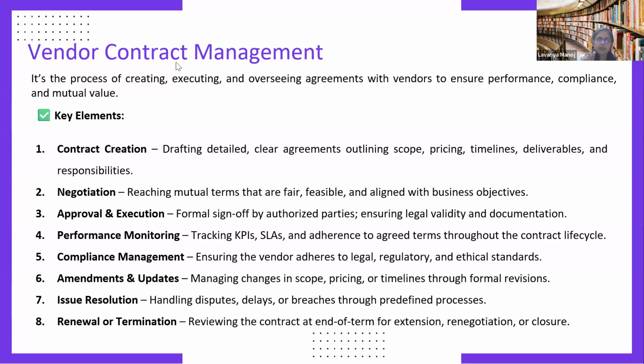So in case there is a delay in the supply of the product, who's going to bear the responsibility of that? That has to be clearly mentioned in the contract. And finally, renewal or termination. So what is the contract period? By which date the contract starts and by which date the contract ends? And on what clauses can this contract be terminated?